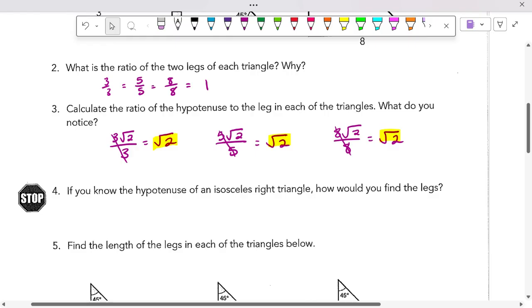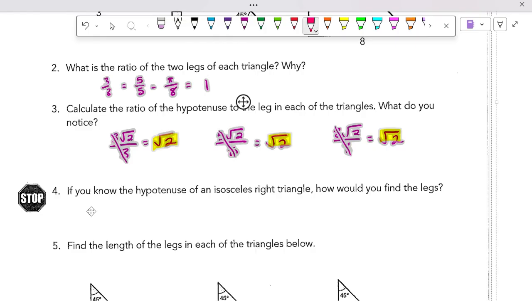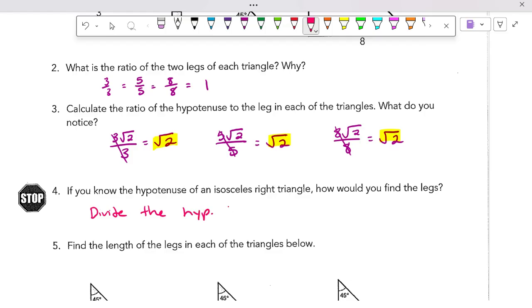Now, if we know the hypotenuse of an isosceles right triangle, how do you think we would find the legs? We already said that if we were given the legs to get the hypotenuse, we would just have to multiply by the square root of 2. So how do you think we would find the legs? You would remove the square root of 2. How? Divide by it. All right. So in other words, we would divide the hypotenuse by the square root of 2.